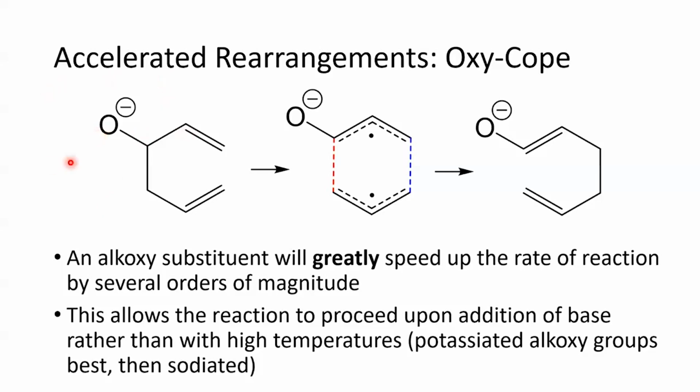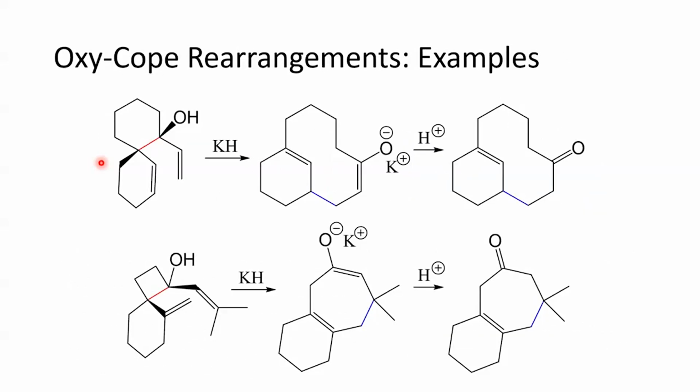Now, the way that you form this alkoxy substituent actually does affect how much the rearrangement is accelerated, with potassium alkoxy substituents typically delivering the best results, followed by sodium, followed by lithium. Although lithium can be useful for imparting stereoselectivity into Oxy-Cope reactions. So here's a couple of quick examples of Oxy-Cope rearrangements. We have our starting material shown here. We add our potassium hydride, forming our potassium alkoxide. Rearrangement then occurs. This bond breaks. New bond forms here. Double bonds shift over to this position, giving us this product shown here.